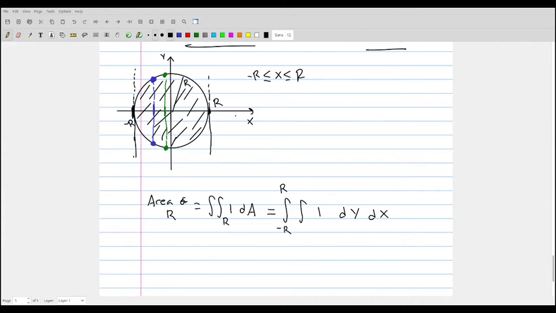So what this means is that we have to figure out exactly how y depends on x for the upper and lower part of this boundary. And that comes directly from the equation of the circle, which is that x squared plus y squared is equal to r squared, which gives us y squared is equal to r squared minus x squared, or y is equal to plus or minus the square root of r squared minus x squared.